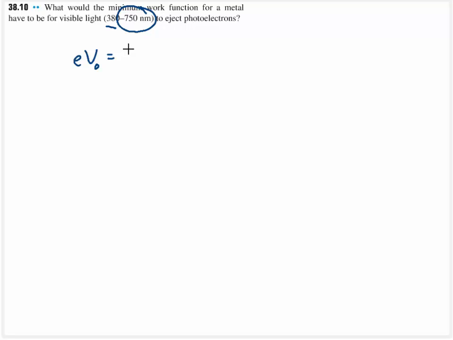eV naught is equal to h times f minus the work function. And in this case, we could also say this is going to be equal to hc over lambda minus the work function. And if we're just barely able to eject photoelectrons, then the left side is going to go to 0, and so we're just going to say hc over lambda is going to be equal to the work function.